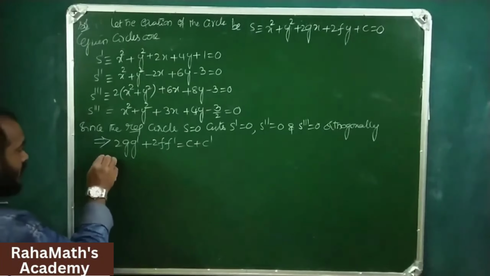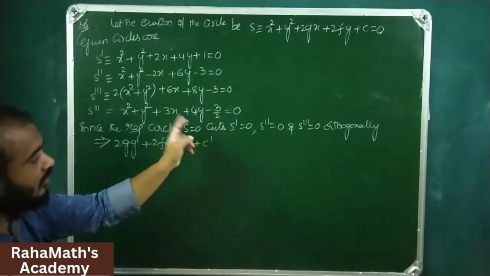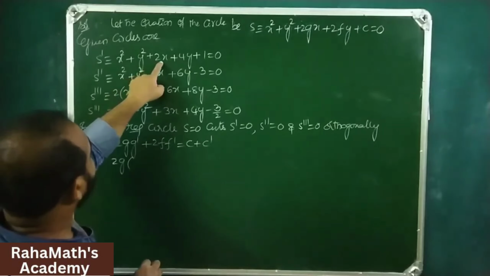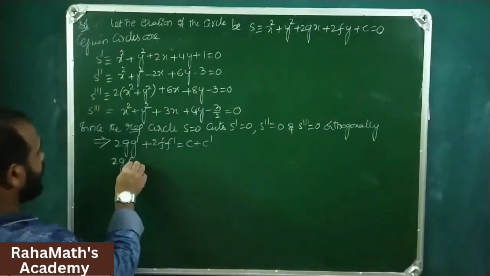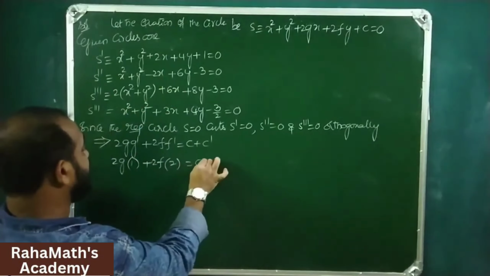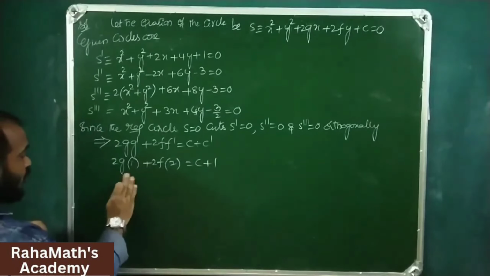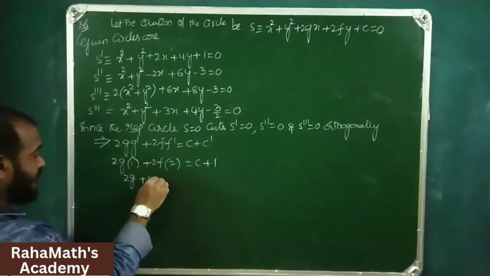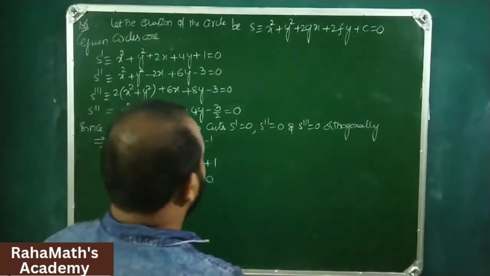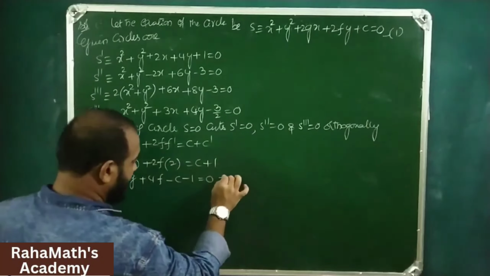So now first, S equals to 0, S dash equals to 0, the condition of orthogonality we will use. 2g, g dash is x coefficient half, plus 2f, f dash is 2, is equal to c plus c dash, c plus 1. This is equal to 2g plus 4f minus c minus 1 equals to 0. Let us suppose this to be equation 1. Now this is equation 2.